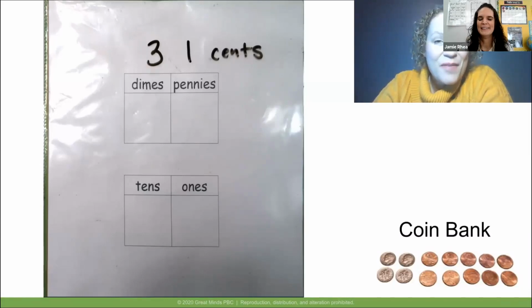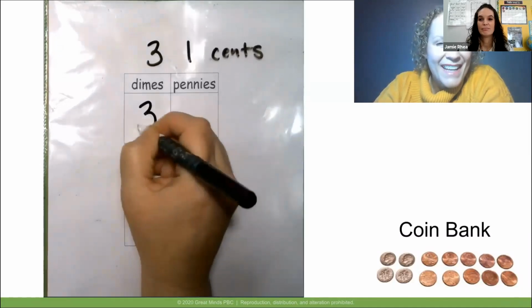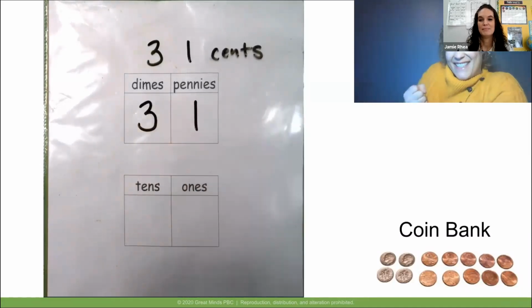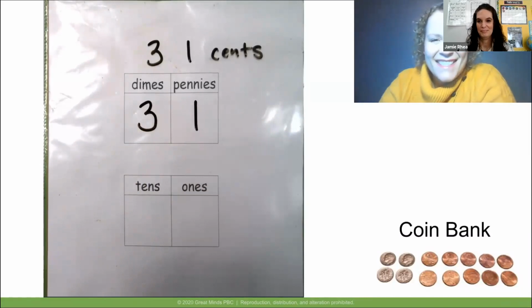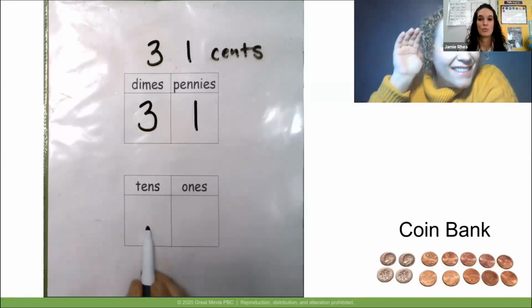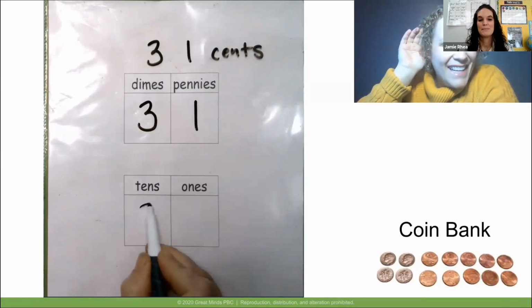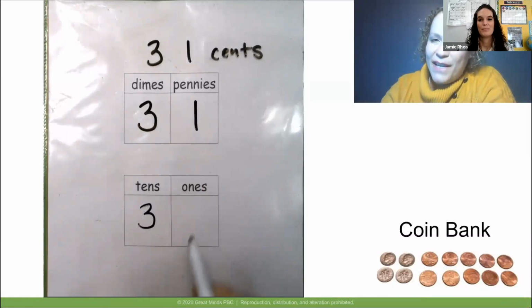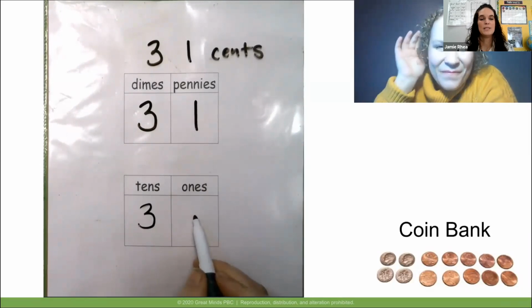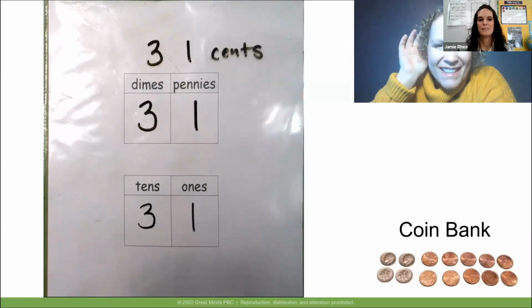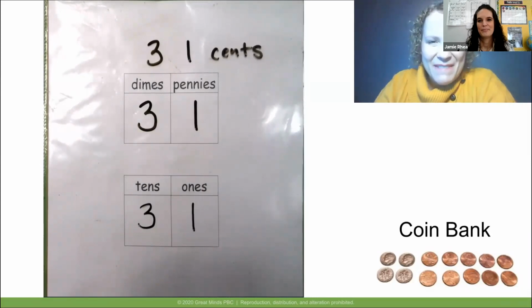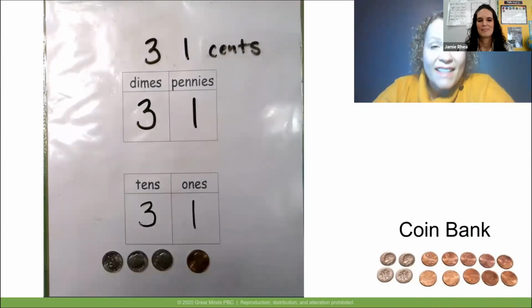Did you write 3 dimes, 1 penny? Yes, we did. That's like how many 10s? 3 10s. And how many 1s? 1 1. Ooh, that's kind of funny when we say it like that. 1 1. What is 10 less than 31?